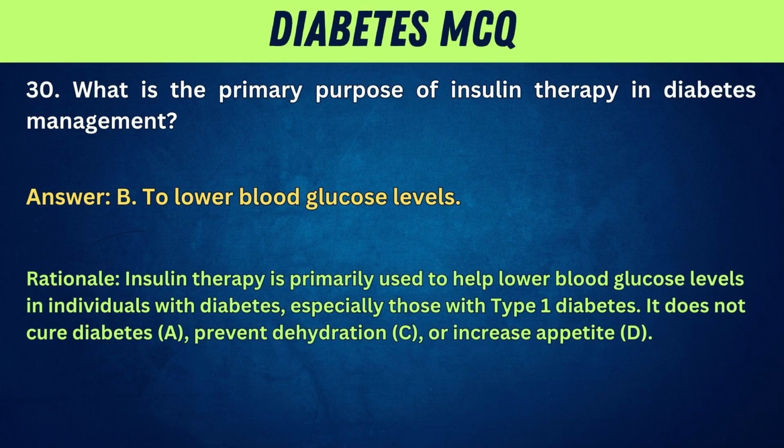Rationale: insulin therapy is primarily used to help lower blood glucose levels in individuals with diabetes, especially those with type 1 diabetes. It does not cure diabetes, A, prevent dehydration, C, or increase appetite, D.